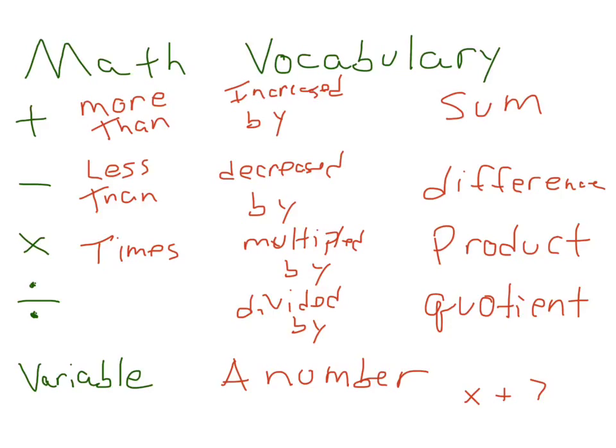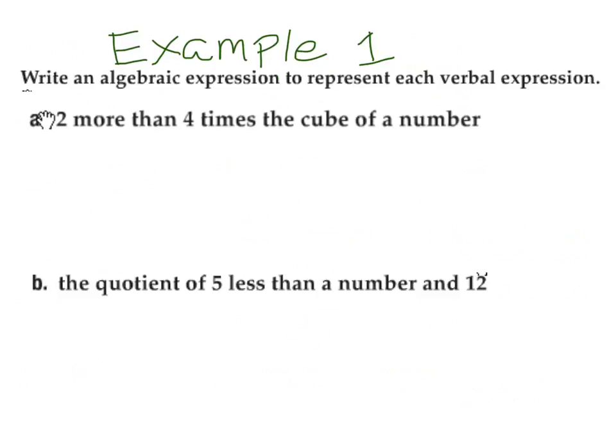So let's take a look at the first example. The first examples are, given the words, write the numbers and symbols. So let's move over here. Example 1, the instructions say write an algebraic expression to represent each verbal expression. So the verbal expression here is 2 more than 4 times the cube of a number. So we need to write some math that shows 2 more than 4 times the cube of a number.